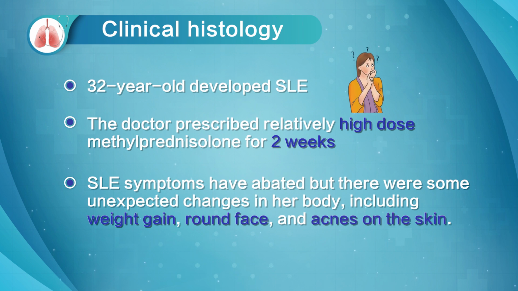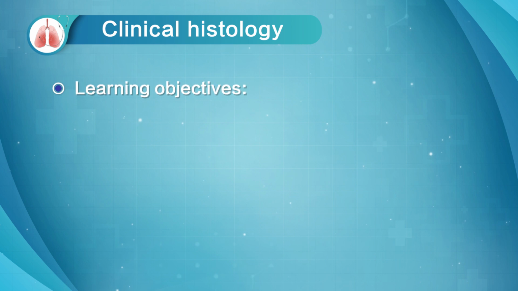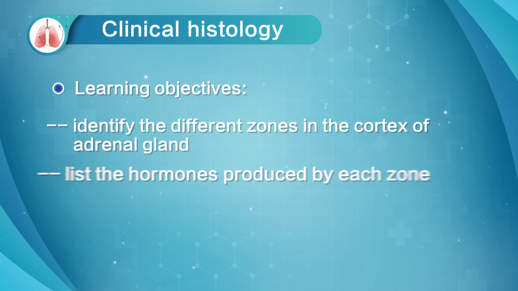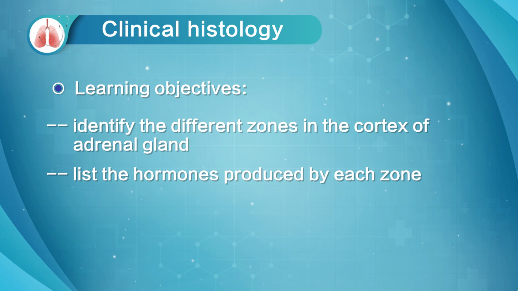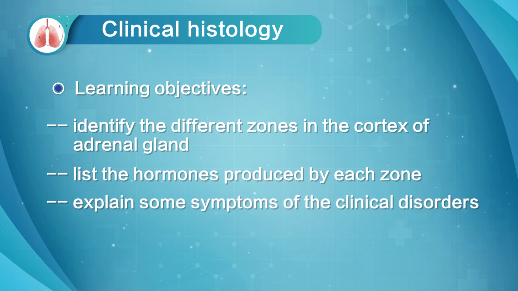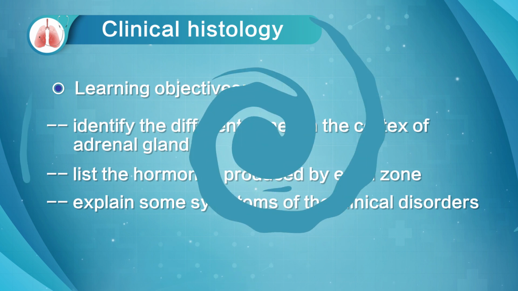What was the function of misoprostol in SLE? Why did these unpleasant symptoms develop after 14 days of therapy? After going through the structures and functions of the adrenal cortex, you should be able to identify the different zones in the cortex of the adrenal gland, list the hormones produced by each zone, and explain some symptoms of the clinical disorders.